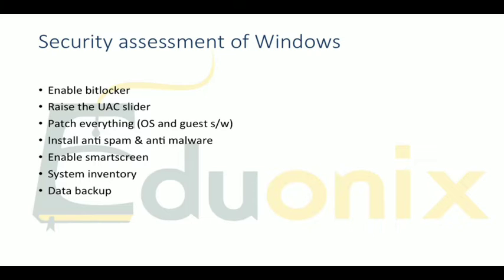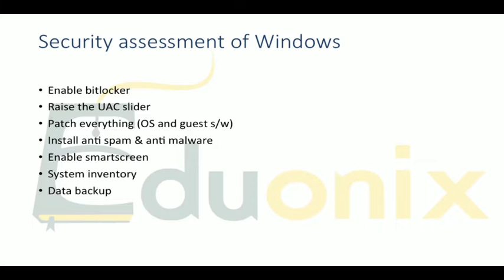So, security assessment of Windows. Some of the things you can do to help make Windows that little bit safer. Microsoft do a cracking job as it is, but there's always somebody one step ahead who's trying to undo their good work. So you can enable BitLocker. You can raise the UAC slider. It's kind of been there since Vista. You should know what that is by now.